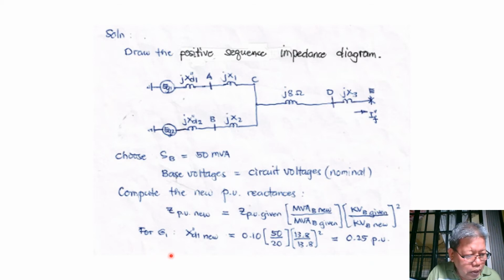Okay, for G1, therefore, XD1 double prime new would be equal to the given value, which was 0.1, and we multiply this by the new MVA base, which is 50, divided by 20 MVA, where this value is obtained, and then multiply this by the voltage rating of our generator, which is 13.8, over 13.8 squared. So we have XD1 double prime new equal to 0.25 per unit.